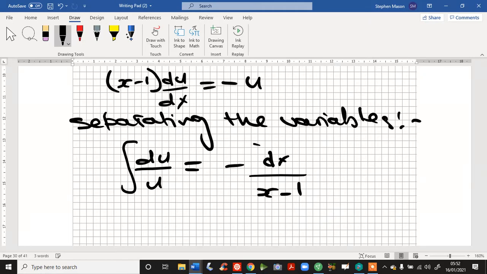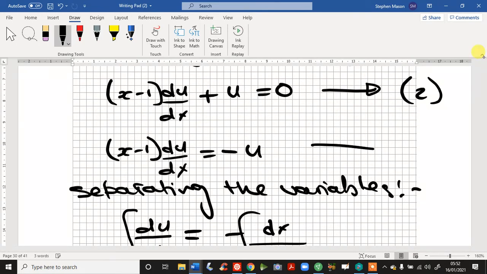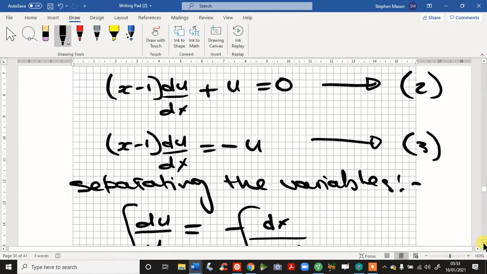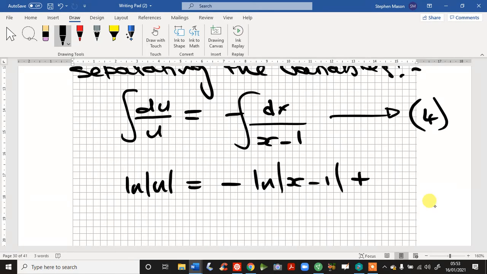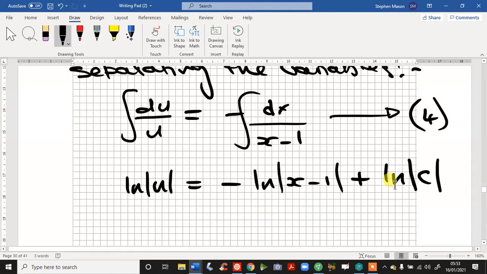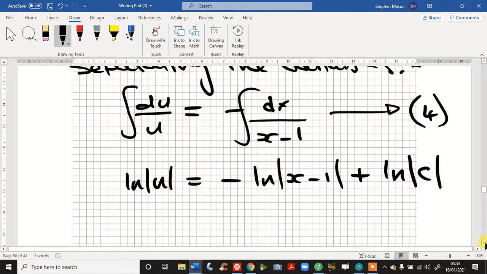And of course, when we separate the variables, we put in the integral signs. First of all, let's be consistent. We'll call the equation above equation 3, and this equation that we've just written down, equation 4. So this is very easy to integrate. What we get is the log of u equals minus the logarithm, these are natural logarithms, of x minus 1, plus a constant of integration. For reasons that hopefully will become clear, I'm going to call it the log of constant c rather than just the constant c, because it's easier to manipulate everything in terms of logarithms. So the logarithm of c is easier to deal with.